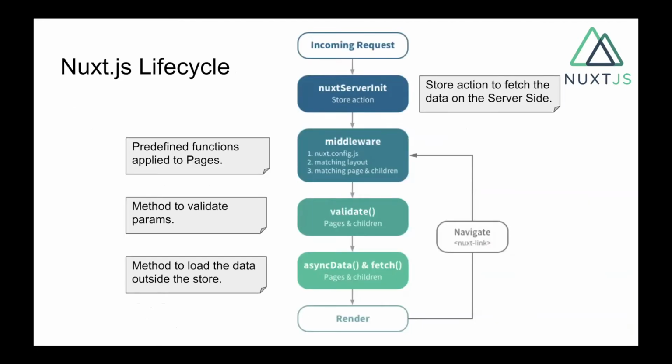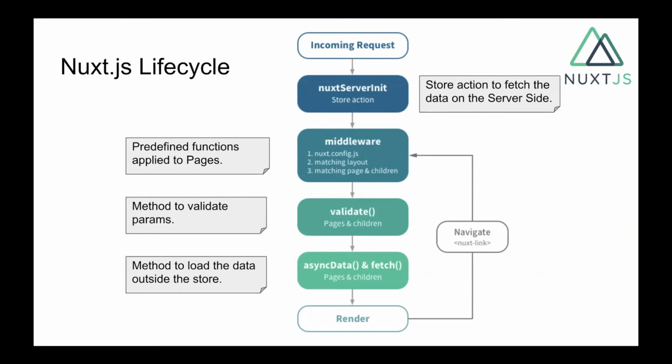And then again comes the Nuxt.js lifecycle. Like the Vue lifecycle, we have certain lifecycle methods: beforeCreate, beforeMount, beforeUpdate. The same lifecycles are applicable for Nuxt.js, and on top of that, Nuxt.js is a framework built on Vue, so it has its own lifecycle methods which are very essential if you want to build a scalable application.